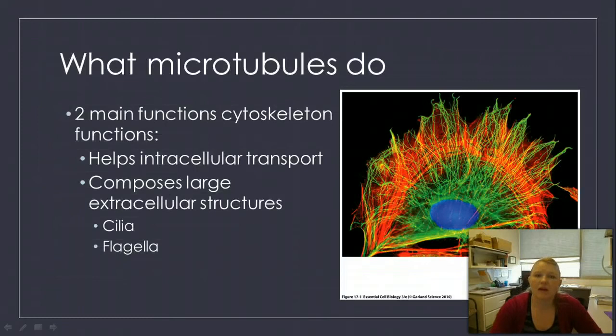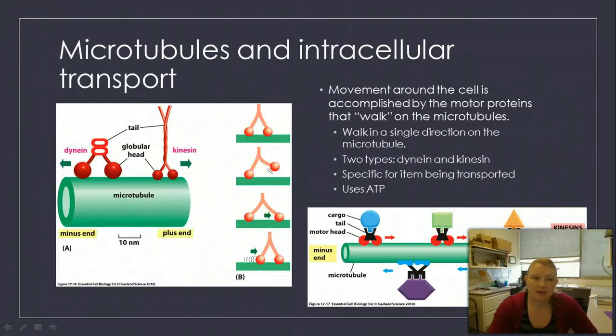So now that we've talked about how they grow and where they come from, what do they do? Well, as we've talked about already, they're important for chromosome separation, but they're also important for intracellular transport. And they are also the main components in cilia and flagella. So let's look at intracellular transport first.